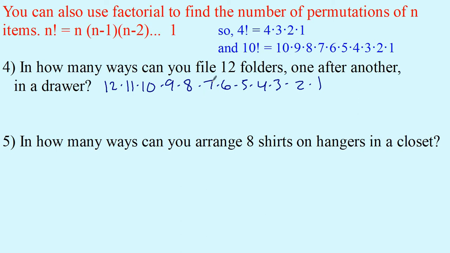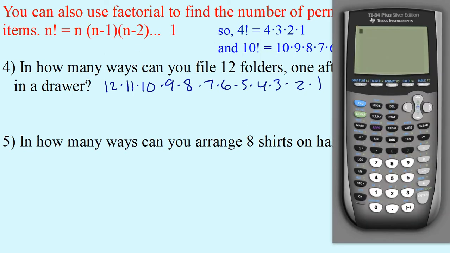So then we would actually work this out. We would get out our calculator, and on our calculator, we can hit 12. If we go to math, then go over to probability, and then scroll down to number 4, we see the factorial. So 12 factorial is this.